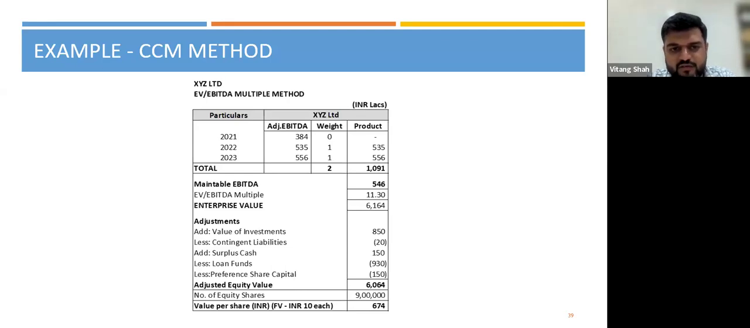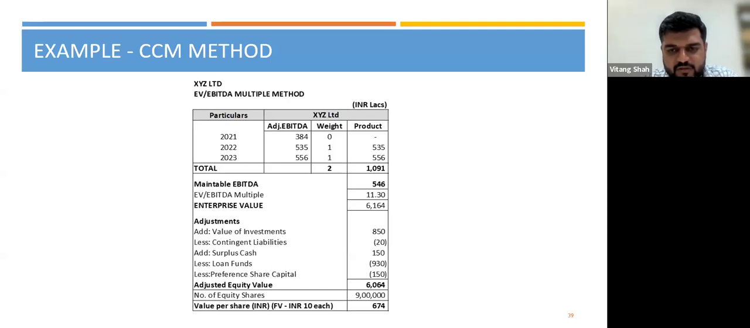If you look at it, the 2021 EBITDA of the company was only 3.84 crores. However, in 22 and 23, it has earned an EBITDA of 5.35 and 5.56. So when the company is operating at a profitability level of around 5.5 crores in the past 2 years, you can average the two rather than considering the third year at 3.84 crores, because that may have been impacted for some other reasons, or there could be some increased capacity or some efficiency steps taken whereby the profits have improved. So weightage is given to the latest years of 22 and 23. Once you have the weights, a simple average is considered over the years, so you arrive at 5.46 crores.